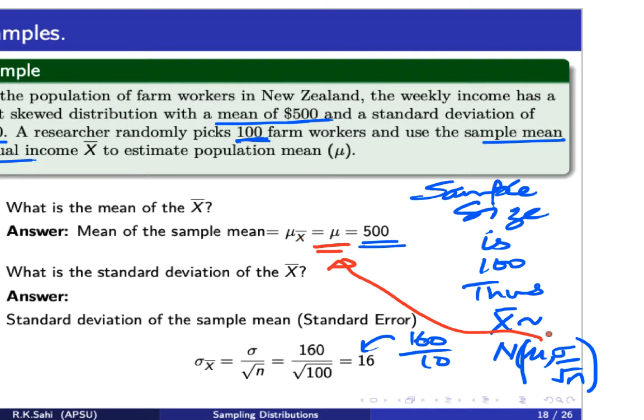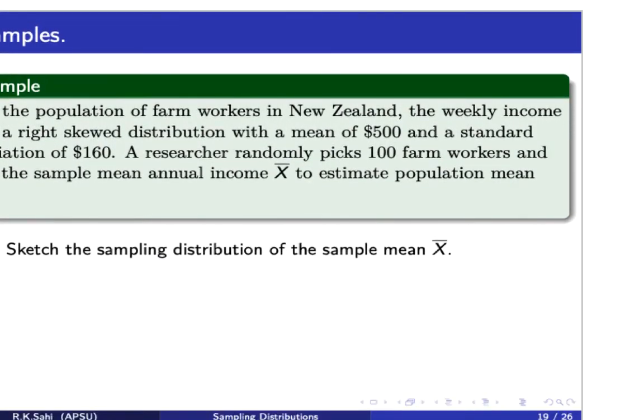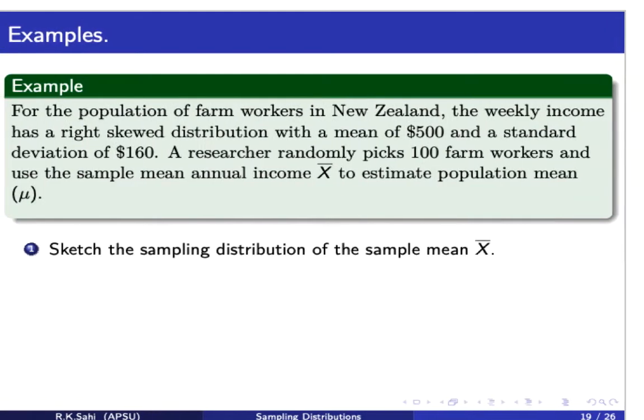So in other words, let me write this: the mean of x bar is mu, and sigma of x bar is sigma over square root n. Okay. So now, because we can apply all the things we learned in the normal distribution, the sample mean, guys, is a normal random variable. Remember that. Okay. Continuing further on the same problem.